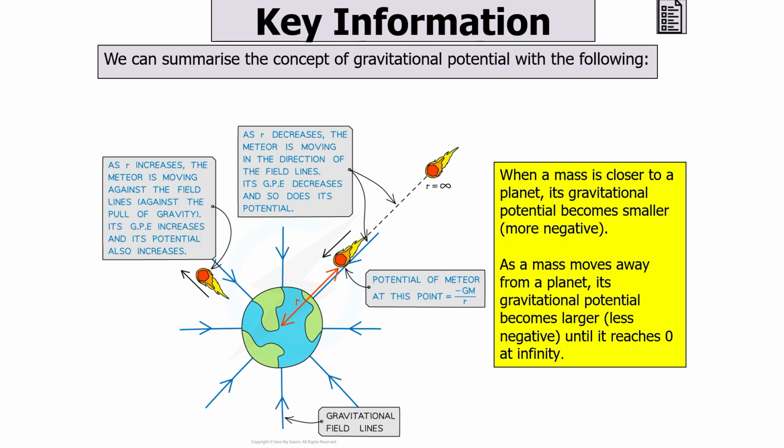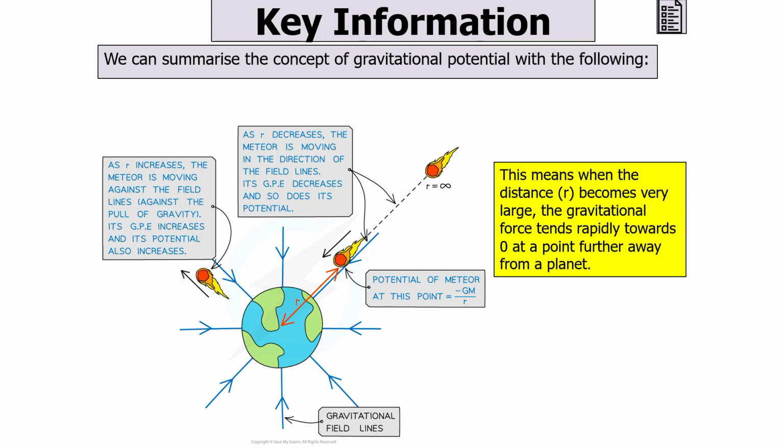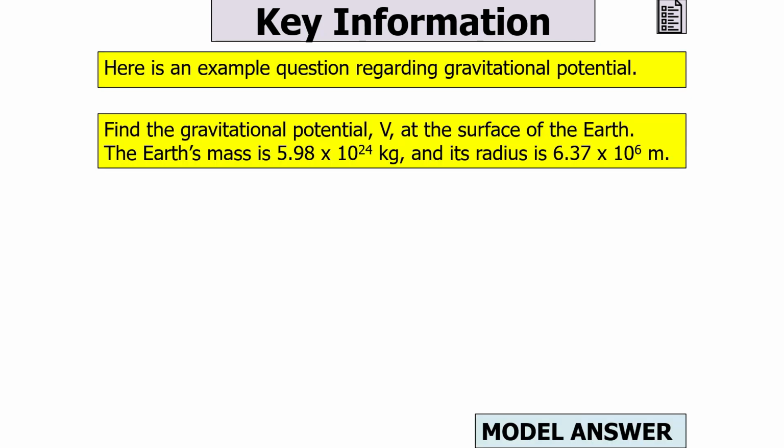at infinity. Now, as we've said, all values for gravitational potential are negative in a gravitational field. However, changes in gravitational potential can be positive or negative depending on the direction of motion. Now, also, when the distance r becomes very large, the gravitational force tends rapidly towards zero at a point further away from a planet. Now, here's an example question regarding gravitational potential.